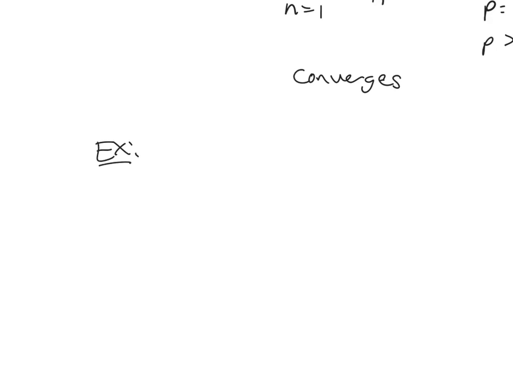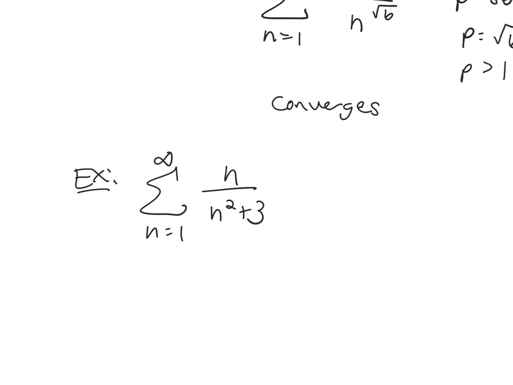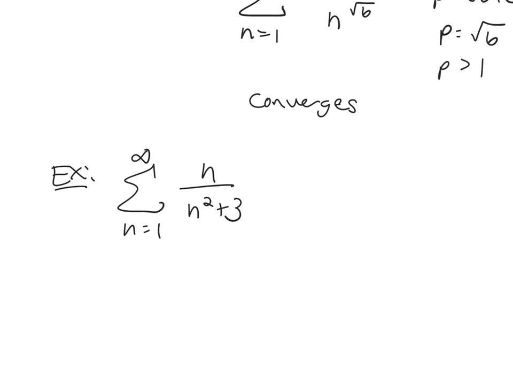Let's take, what did I say? The series from n equals 1 to infinity of n over n squared plus 3. Is this a p-series? No. Do we all agree that that's not a p-series? Okay. Because of the plus 3 in the bottom, right?